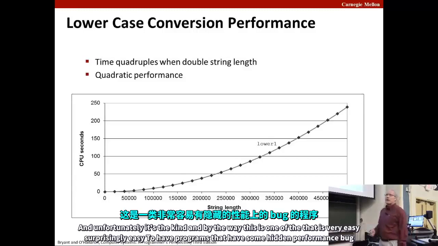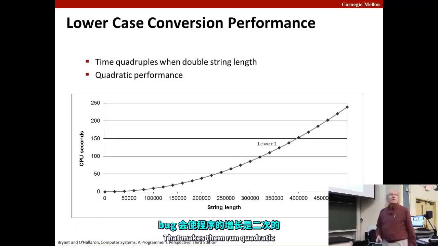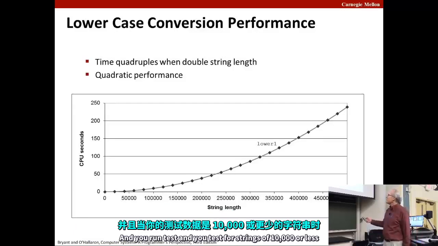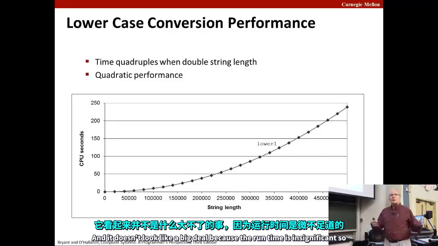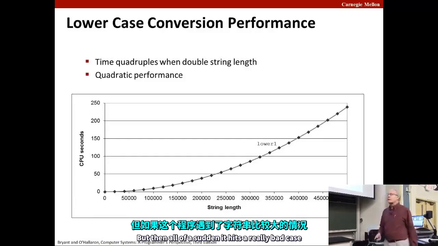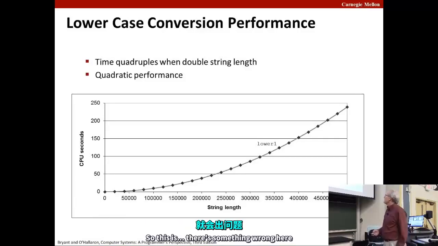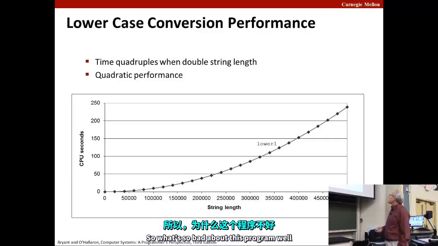By the way, it's surprisingly easy to have programs that have some hidden performance bug that makes them run quadratic. You run tests for strings of 10,000 or less, and it doesn't look like a big deal because the runtime is insignificant. But then all of a sudden it hits a really bad case. There's something wrong here.